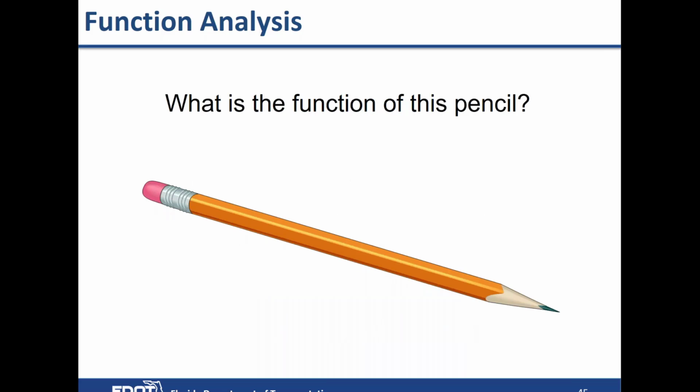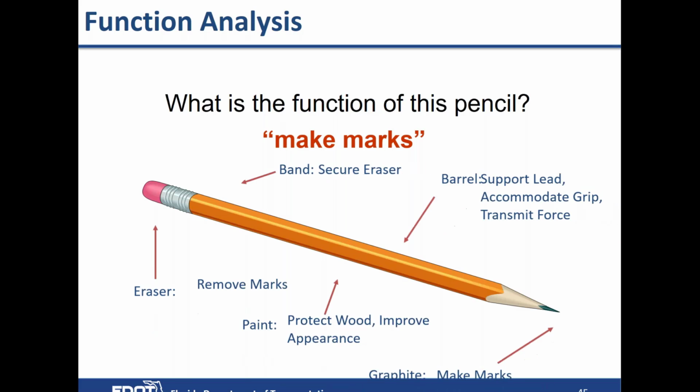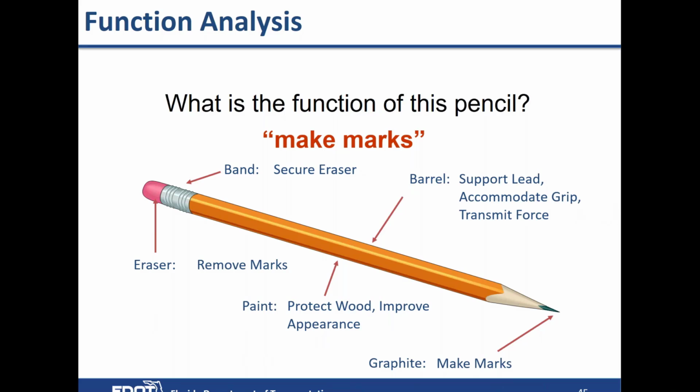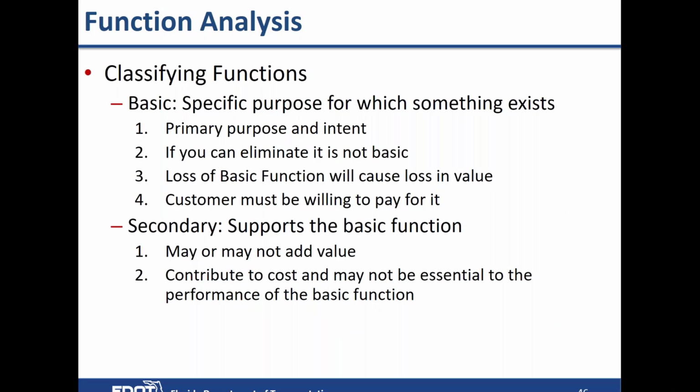So what is the function of this pencil? Well, many would say the function is to make marks. But there are so many other functions to it. The function of the band is to secure the eraser. The function of the eraser is to remove marks. The paint protects the wood and improves the appearance. The barrel supports the lead, and the graphite ultimately does make the marks.